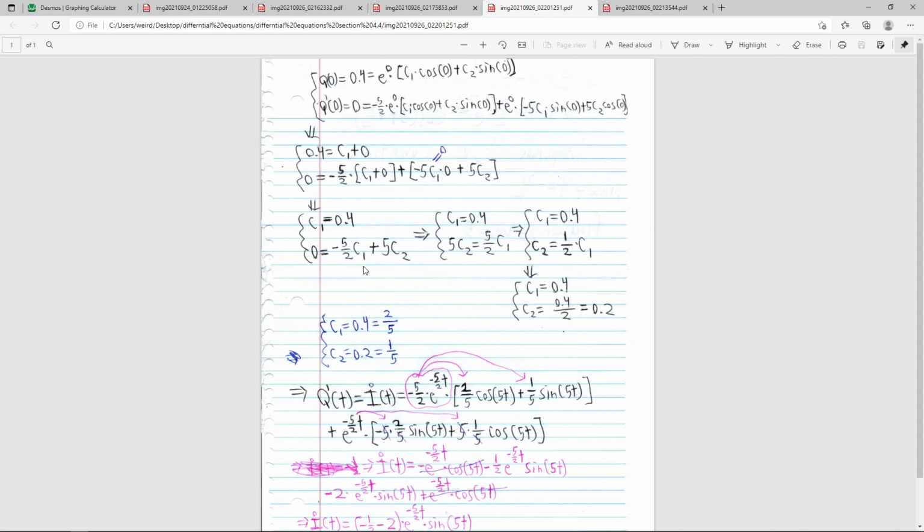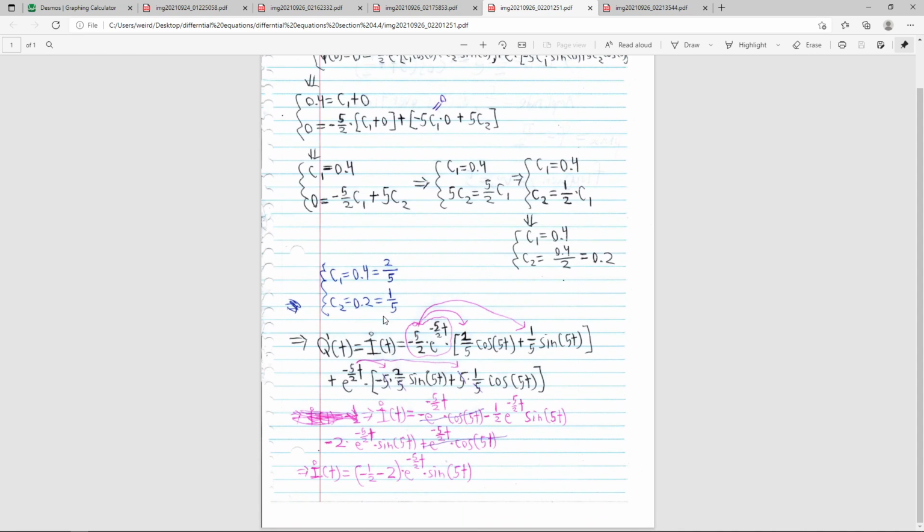Add 5 halves C1 to both sides, and we divide by 5. We get C1 equals 0.4, and C2 equals 1 half C1. So C2 equals 0.4 divided by 2, which is equal to 0.2. And we can change this into the format of 2/5 and 1/5, and we do this to simplify further. And we plug them in like this.